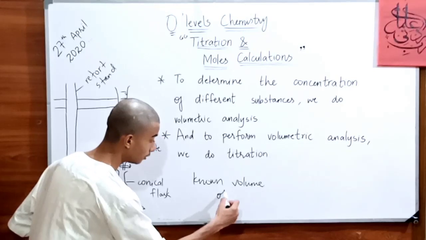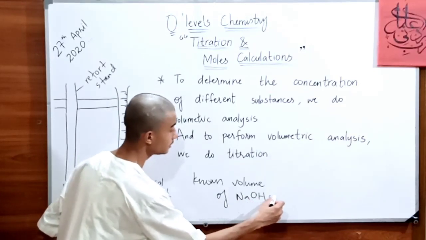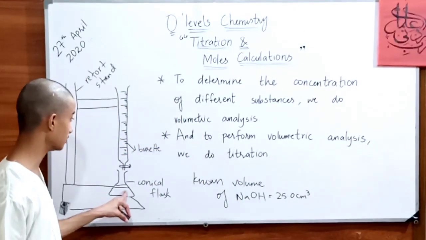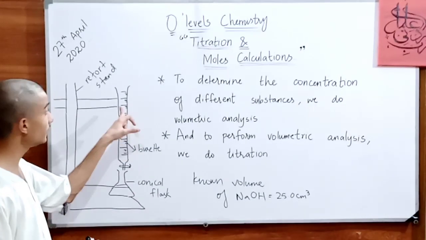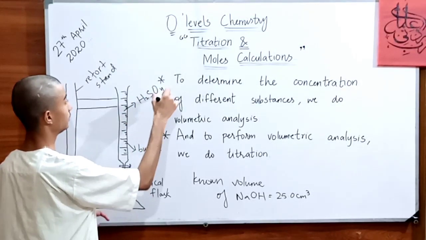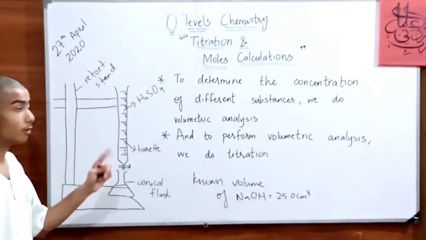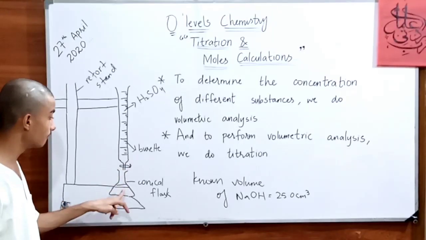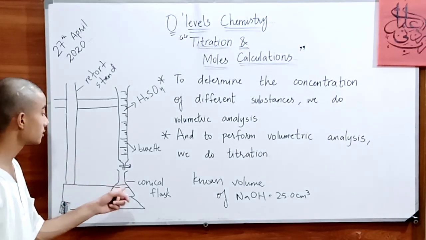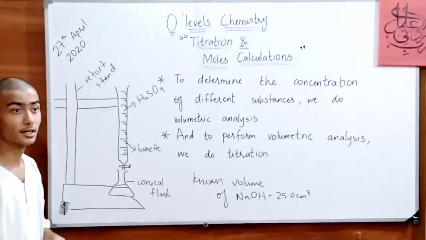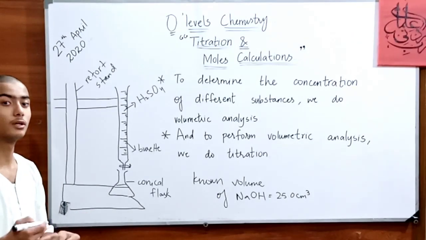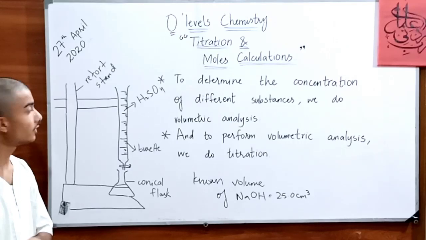Let's suppose we have a known volume of NaOH, which is 25.0 centimeter cube, but we don't know the concentration of this, so we are just going to do a titration with this. In the burette we have acid, you can say H2SO4, sulfuric acid. This acid has a known concentration. When we perform the titration and the end point is reached, end point means the permanent color change of the indicator which is added to this alkali in the conical flask. The indicator could be methyl orange or phenolphthalein, it can be any which is mentioned in your O-levels chemistry syllabus. Let's suppose we take the example of methyl orange.